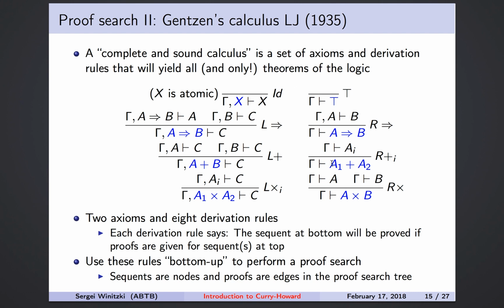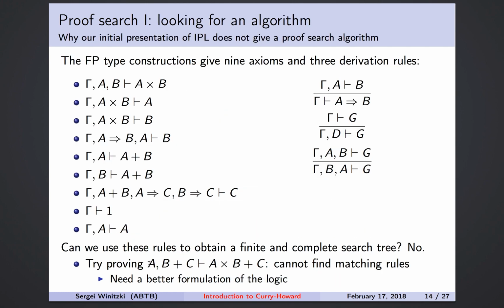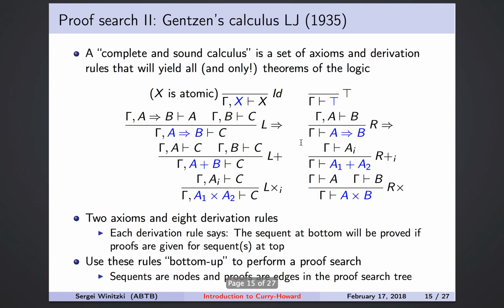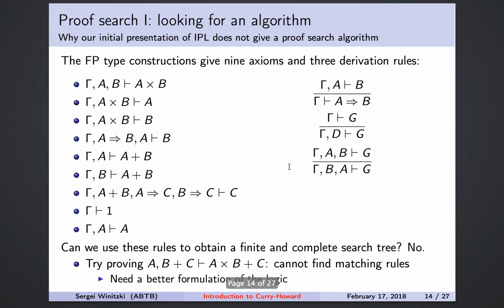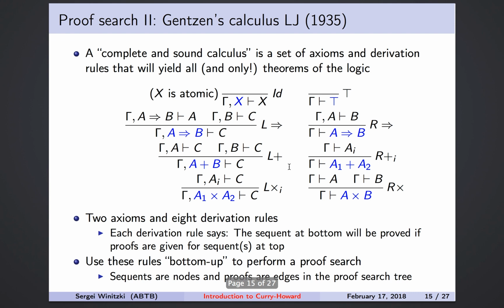This calculus is guaranteed by mathematicians to be such that indeed, if you cannot find a rule that applies, it means the sequent cannot be proved, which was not the case here. The sequent can be proved, and yet we cannot find a rule that applies. So in this calculus, we can use a bottom-up approach to make a proof search as a tree. Here we cannot. That is the advantage of capitalizing on the mathematicians' results.